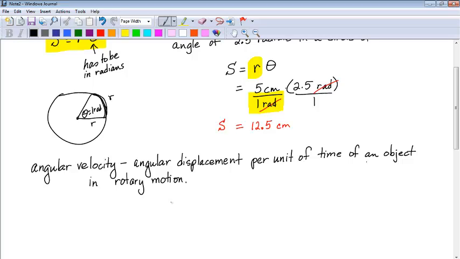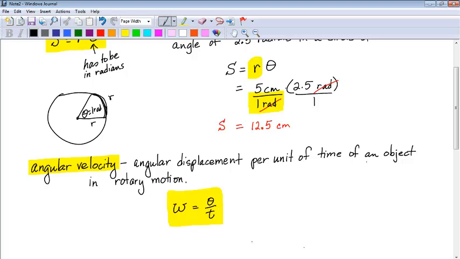The formula for angular velocity is represented by omega. It looks like a W, don't call it a W. It's omega equals theta over time. So on the formula for angular velocity, angular velocity is the omega. Theta is the angle, and t is the time. So that's the main formula for angular velocity.